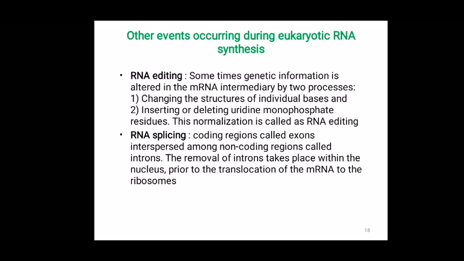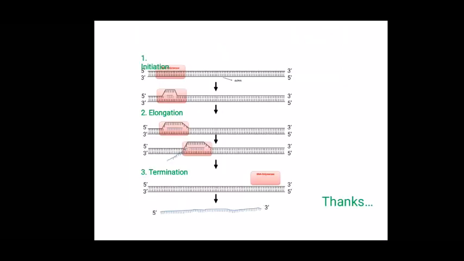Another process is called RNA editing. Sometimes genetic information is altered within the mRNA by two processes. One is changing the structures of individual bases. Second is inserting or deleting uridine monophosphate residues. This alteration is called RNA editing. Another process is called RNA splicing. The coding regions called exons are interspersed among the non-coding regions called introns. The removal of introns, which takes place within the nucleus prior to the translocation of the mRNA to the ribosomes, is called RNA splicing. Thank you.